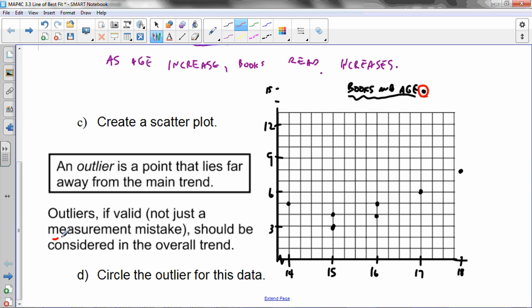What I mean by measurement mistake, let's say this person actually only read 5 books, but somebody goofed and wrote down 15. Right? That's a question we have to ask ourselves, is whether that was a mistake or whether it was actually somebody who read 15 books. And if it was not a mistake, that person should be considered in the overall trend. Although everyone else follows this nice even trend, this outlier should be included. All right, let's keep going.